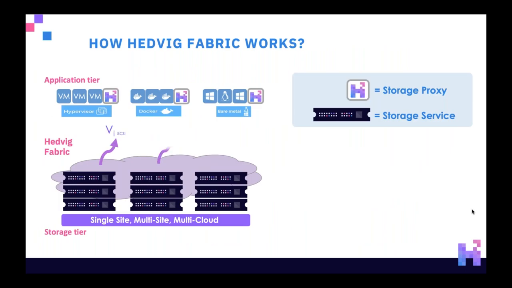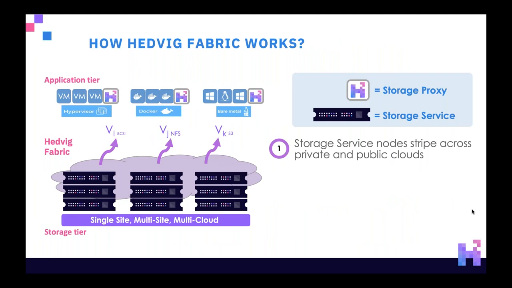Moving forward, just quickly covering how Hedvig Fabric works. So Hedvig is a two-tier architecture, and it has two major components. One is the Hedvig Storage Service, which sits at the storage layer, and it is responsible for striping the data across your private or public cloud, depending on your deployment. It is, in fact, the brain behind the distributed storage cluster and is responsible for managing the data stored in all the cluster nodes. So the Hedvig Storage Service is literally installed in each and every storage node and manages all the locally attached storage on all of those nodes and presents a virtual disk abstraction. As you see in the slide, you see three different volumes, VI, VJ, and VK, of, in fact, three different types. One is iSCSI, another one is NFS, and the third one is S3.